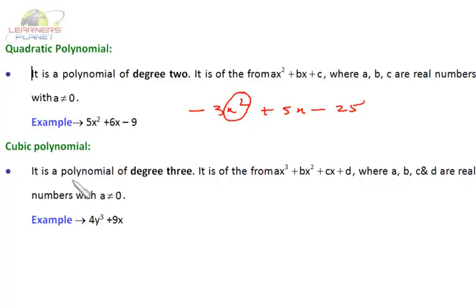Similarly, cubic polynomial. If it is a 3-degree polynomial, that means the variable is carrying the power 3, then it is known as a cubic polynomial, or we can say third degree polynomial. The format is ax cube plus bx square plus cx plus d, and here a, b, c, d are non-zero real numbers. Just see over here as an example: 4y cube plus 9x. Now what is the power the variable is carrying? The highest power is y cube. So this is a cubic polynomial.